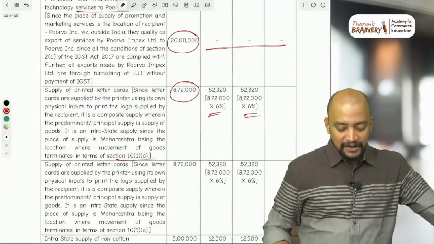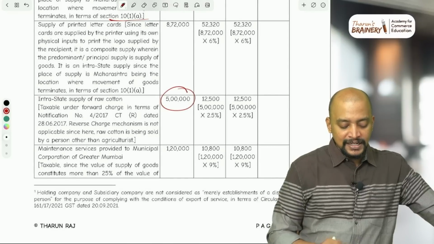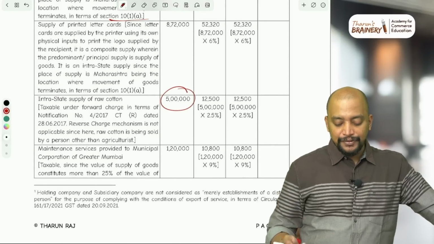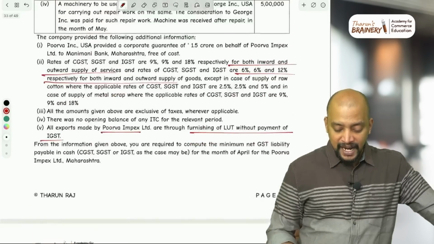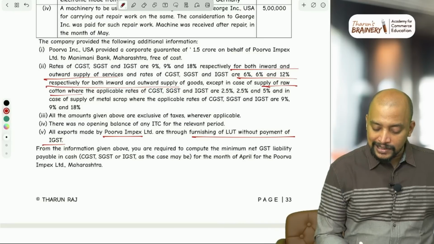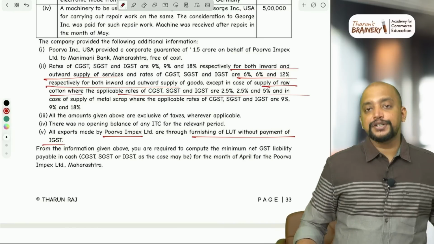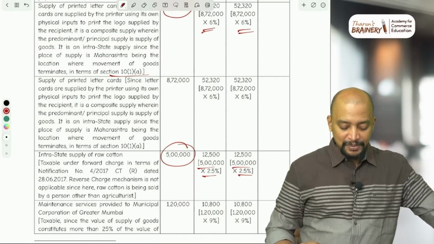First outward supply 5 lakhs. Supply of raw cotton 5 lakhs within the state. So therefore it will come under FCM. So 5 lakhs and 5 lakhs, but we have got a different rate in case of supply of raw cotton, where the applicable rate of GST is 2.5% and 2.5%. So that's why 2.5% will be taken.